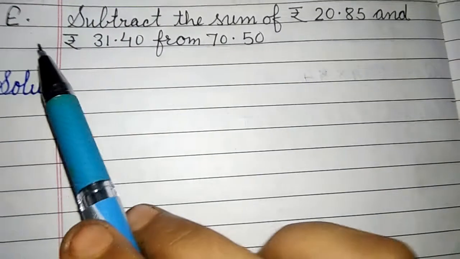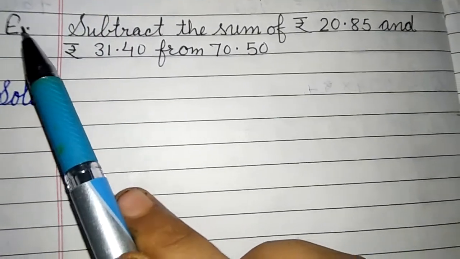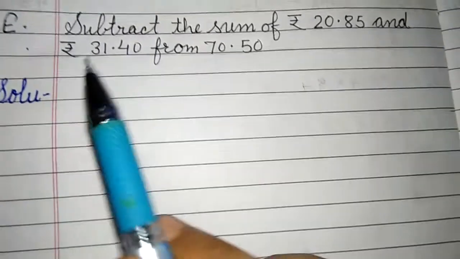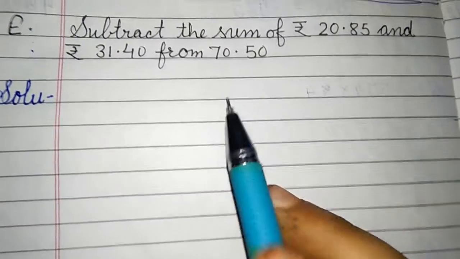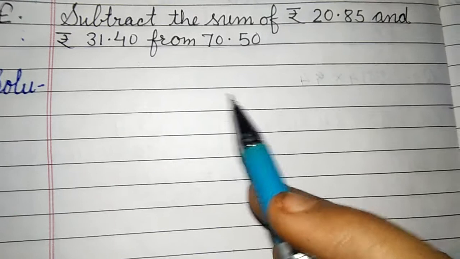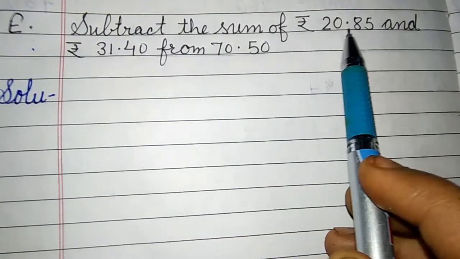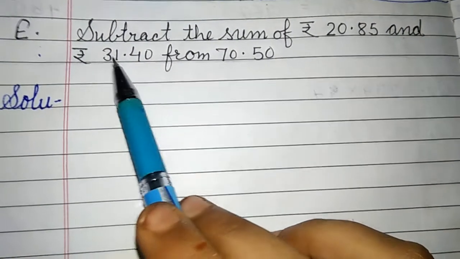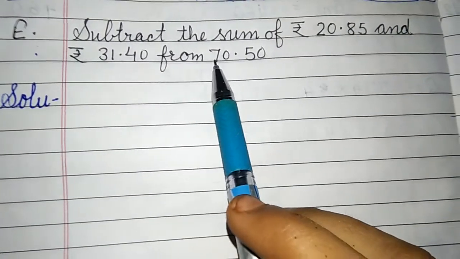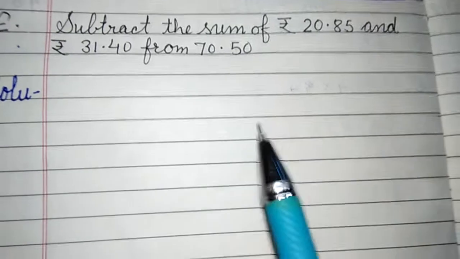Hello everyone. Today I am going to explain to you the question E of exercise 7.3 and also the word problem of money. Question is: subtract the sum of rupees 20.85 and rupees 31.40 from 70.50.